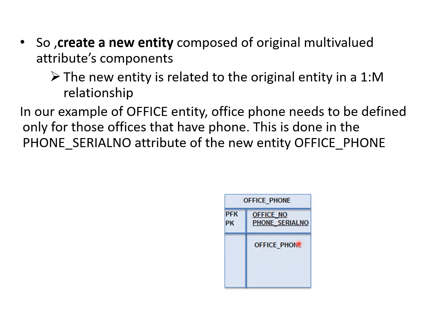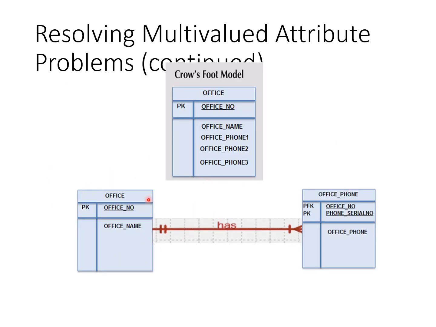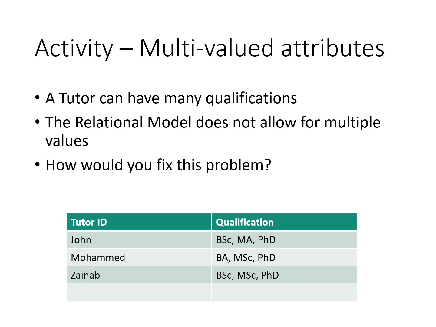So you will have this office phone, where you will have the combination of both the office number and the phone number. So you will have your office and you will have your office phone. This is just one part of the data. In the office, you will retain just the office name. The office number will go into the office phone, which will have the office number as well as the phone serial number. Each office can have one or more office phone numbers, and each office phone number will be related to only one office number. So this is what you could do in order to deal with such situations.